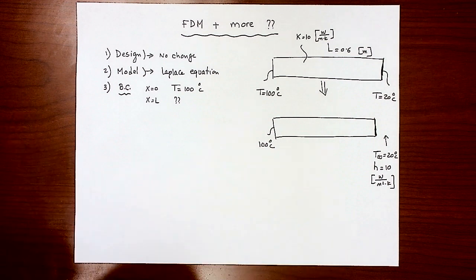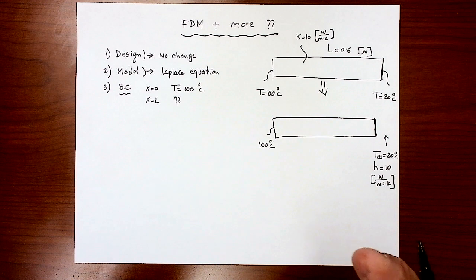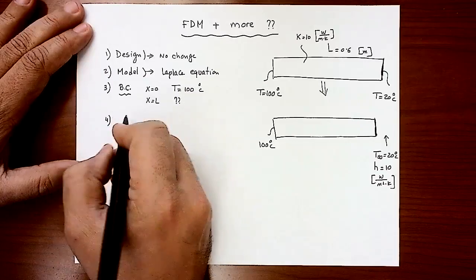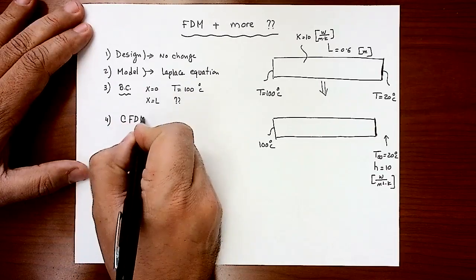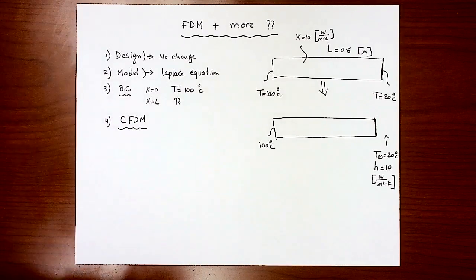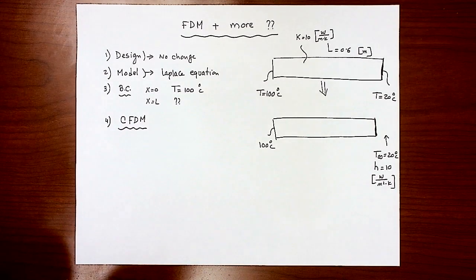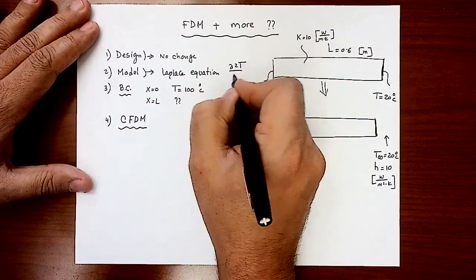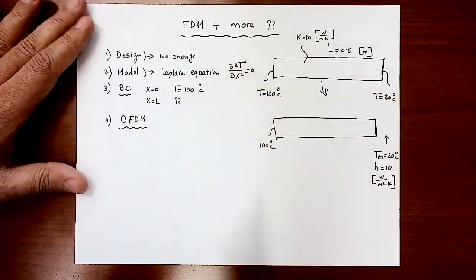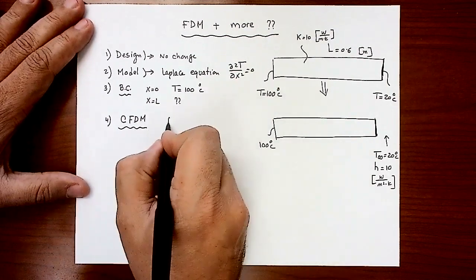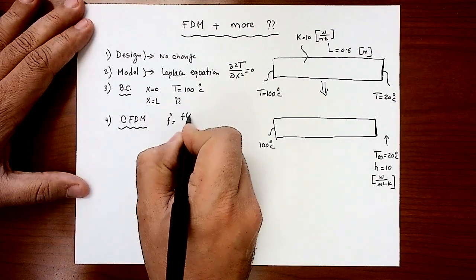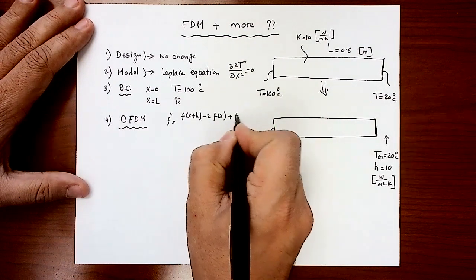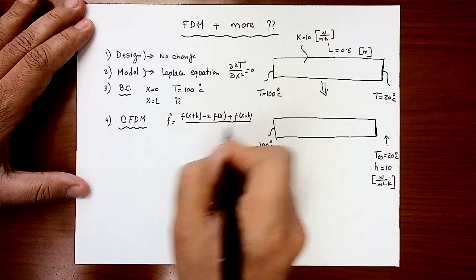Okay, what I'm going to do is the discretization. I'm not going to solve this with the analytical solution. I will do the discretization, and I will use the central finite difference method. Remember, the second derivative of the temperature relative to x is equal to 0. So that's my governing equation here. I'm going to need the second derivative, f double prime, equal to f of x plus h minus 2 f of x plus f of x minus h, divided by h squared.